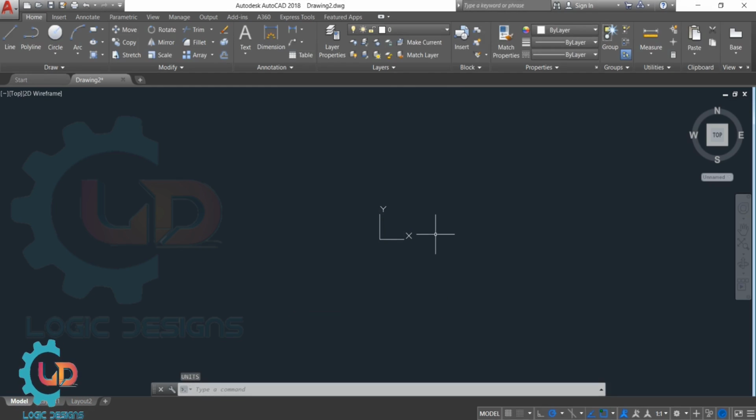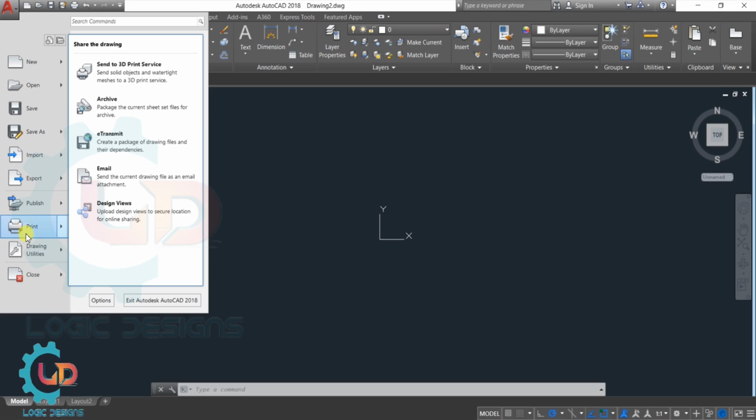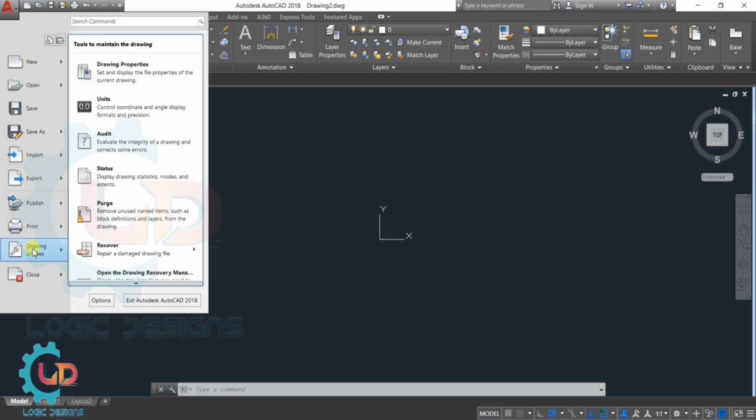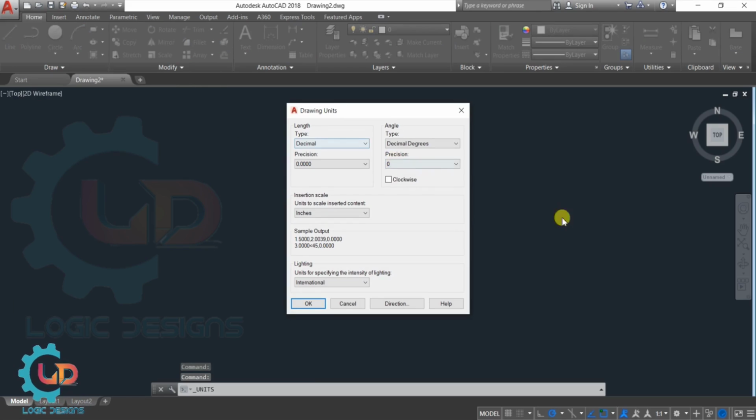The last one is the AutoCAD logo or application menu at the upper left corner. First click on it. Now scroll down and select drawing utilities. Now we will see the units option on the right side of the drawing utilities. Now click on it. Here we go, the drawing units option is displayed.